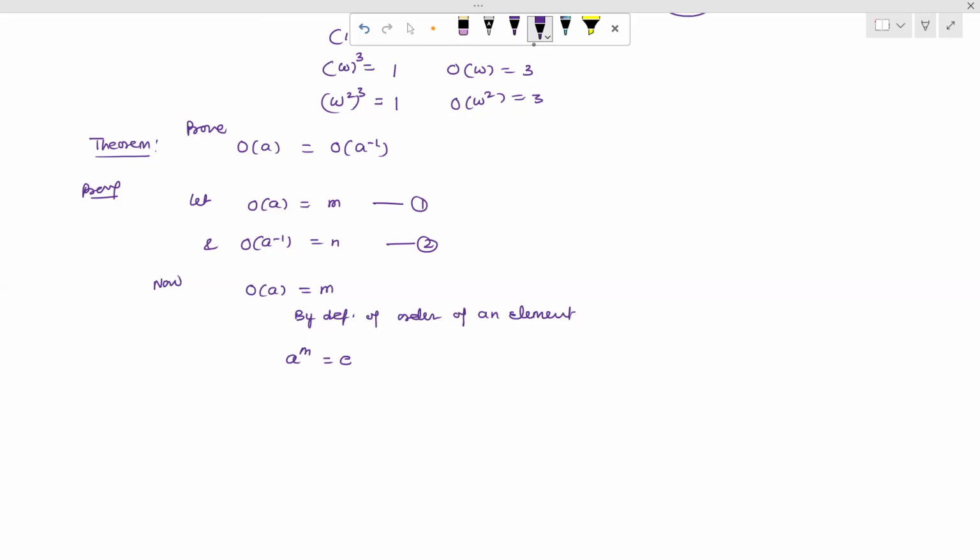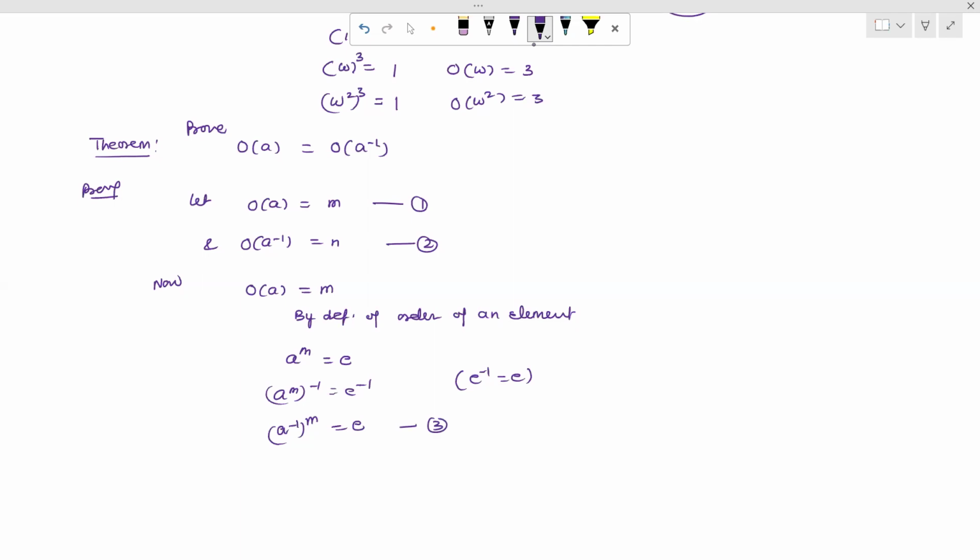So take the inverse on both sides. The inverse of E is E, because A belongs to the group G, and group G satisfies the identity and inverse properties. So that's why we write this. This can be written as A inverse raised to the power M is equal to E, since E inverse equals E. So this is equation number 3.